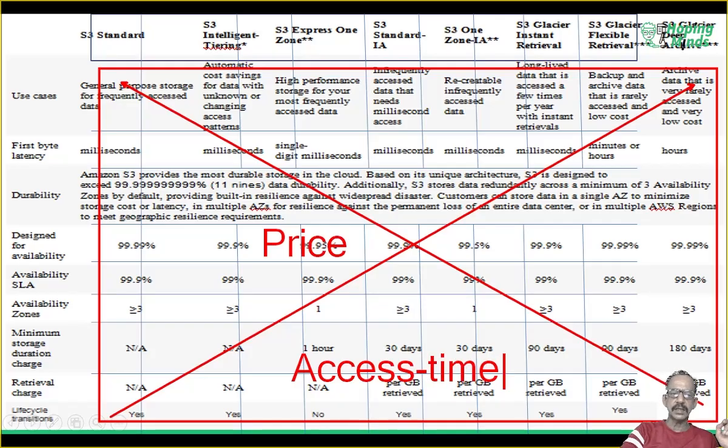It will take very little time to access the data in S3 Standard. We talk about S3 being immediately available. When we move to S3 Glacier, it can take up to hours to retrieve the same data. But if we talk about pricing, the price is very low in Glacier, and it keeps increasing toward Standard, where the price is very high.